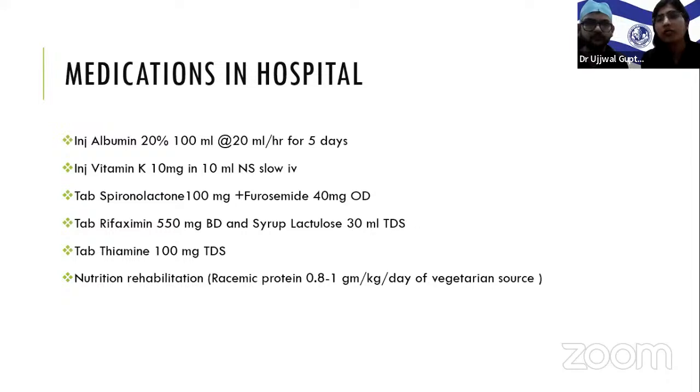Medication. When the patient was admitted, the patient was on the following medications: injection albumin 20% 100 ml at the rate of 20 ml per hour for 5 days, and injection vitamin K 10 milligram in 10 ml of normal saline slow IV, tablets spironolactone 100 milligram with furosemide 40 milligram once a day, tablet rifaximin 550 milligram twice a day, syrup lactulose 30 ml thrice a day, and tablet thiamine 100 milligram thrice a day. To build up the nutrition, protein 0.8 to 1 gram per kg per day from a vegetarian source.